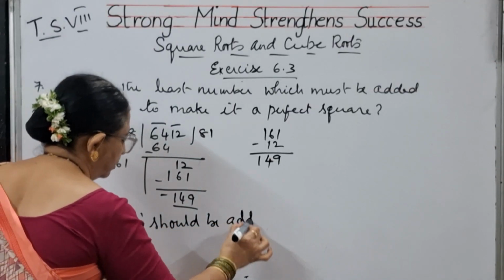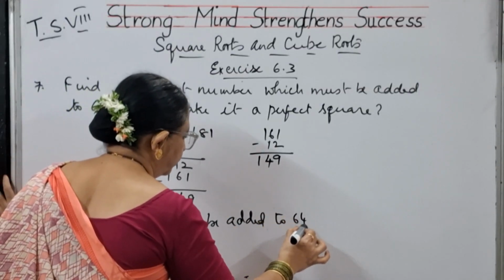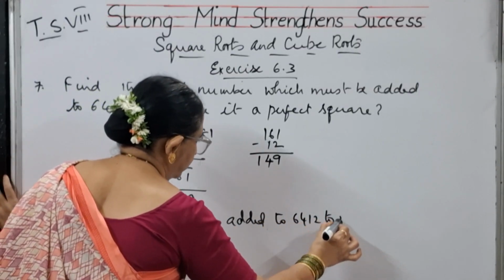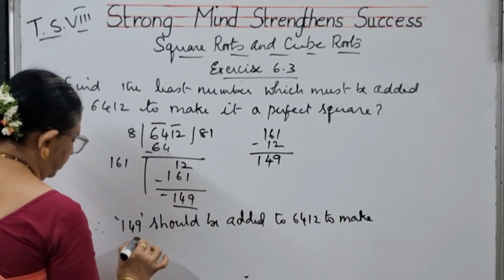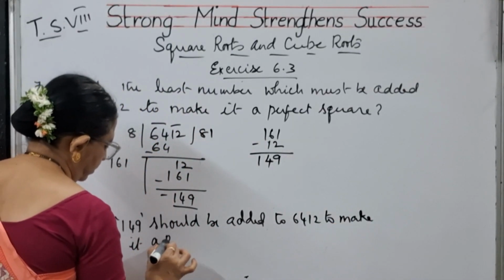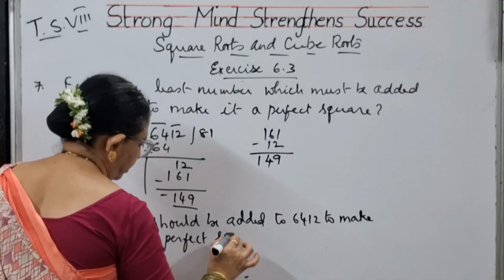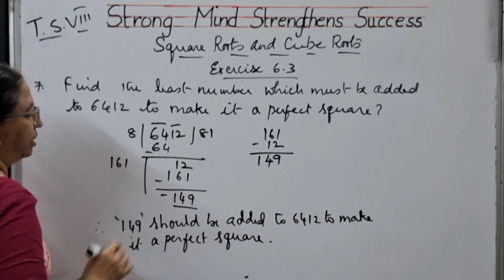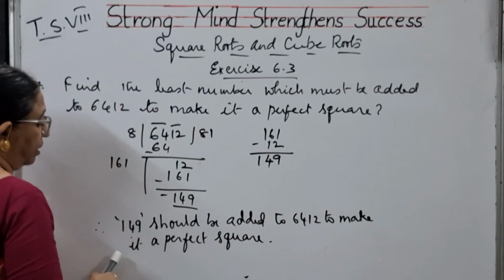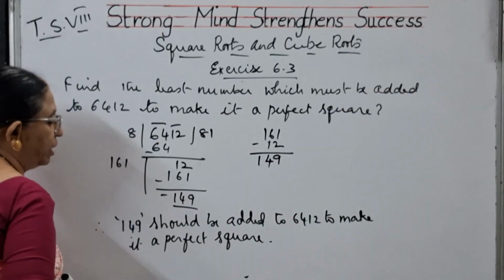should be added to 6412 to make it a perfect square. 149. This is the least number. What is the least number they are asking? 149 is the least number that should be added.